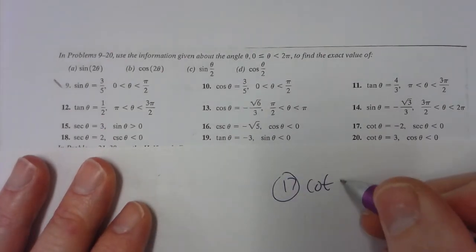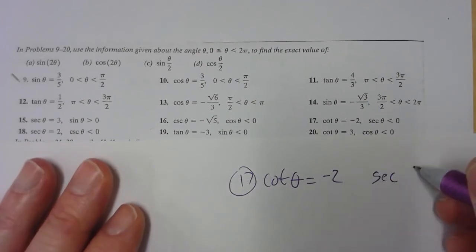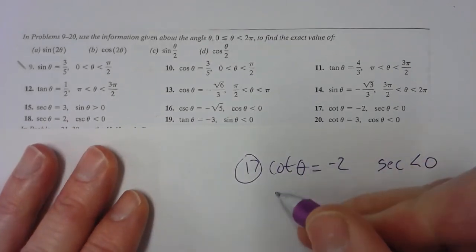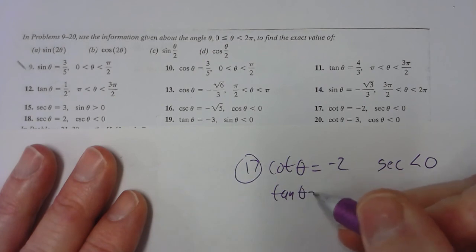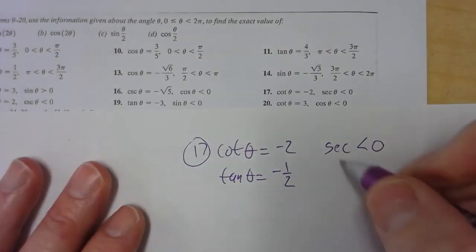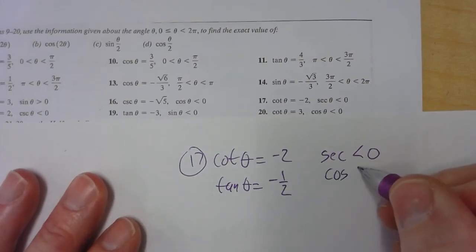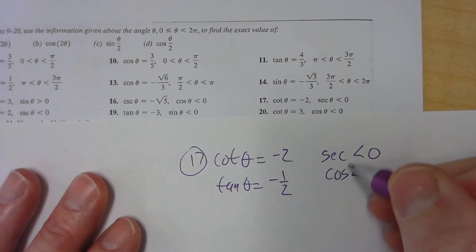cotangent of theta is equal to negative 2, and secant of theta is less than 0. So that means tangent of theta is equal to negative 1/2 because it's flipped upside down. And then secant, which also means cosine, would be negative. Cosine of theta.